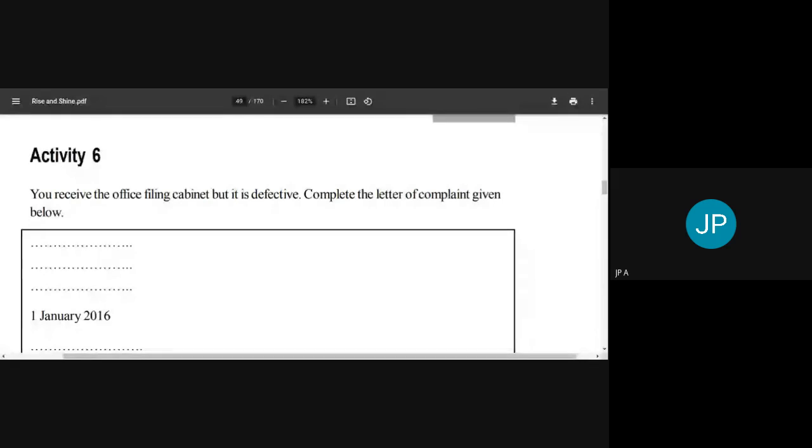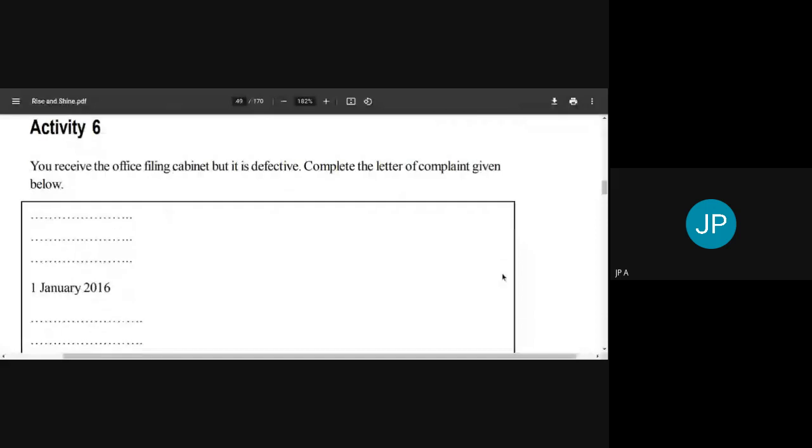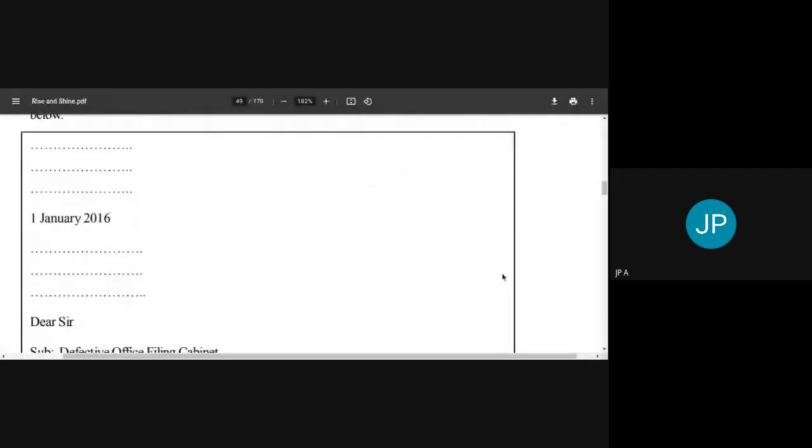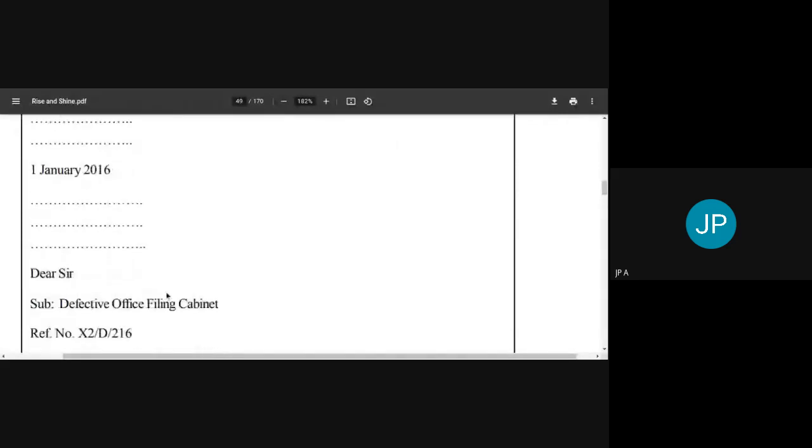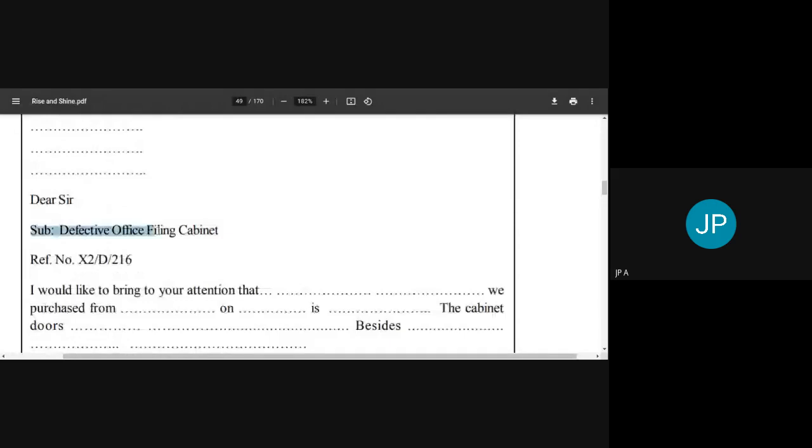So that is what is done here by you when you have this office filing cabinet but it has some defects. So you write the firm address here, the date is here, then the to address, and the subject is written, defective office filing cabinet. Here we have a new thing which is introduced, which is called a reference line. Till now we have only learnt about the subject line, but now we have what is called a reference line. What is a reference line?